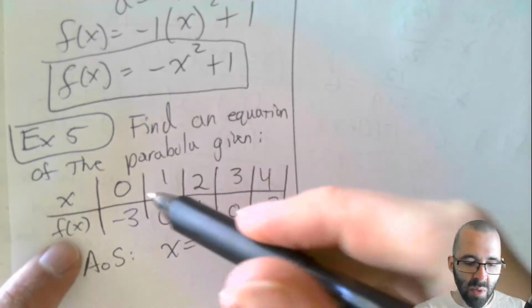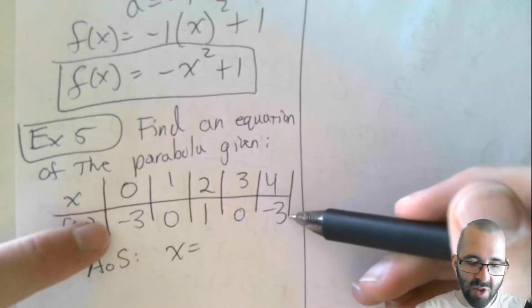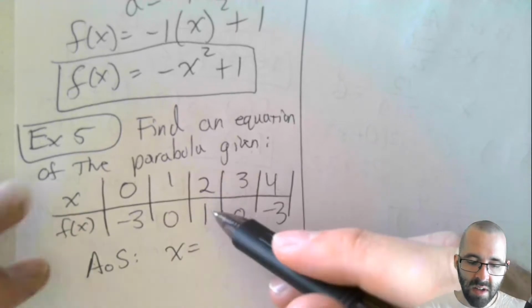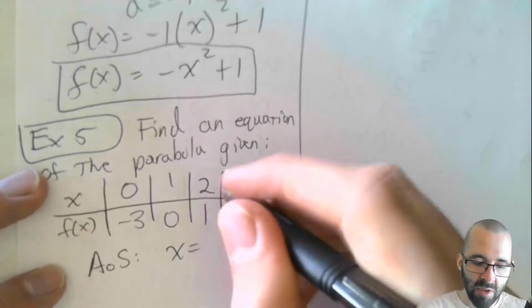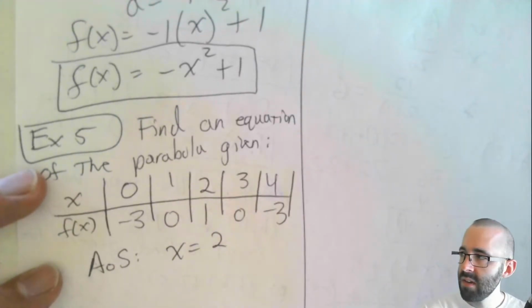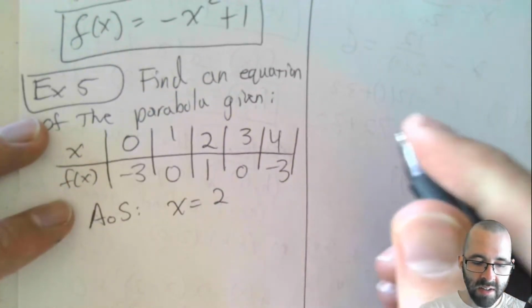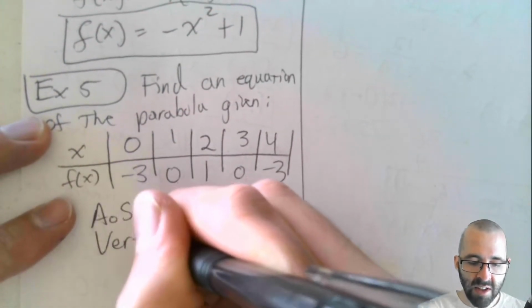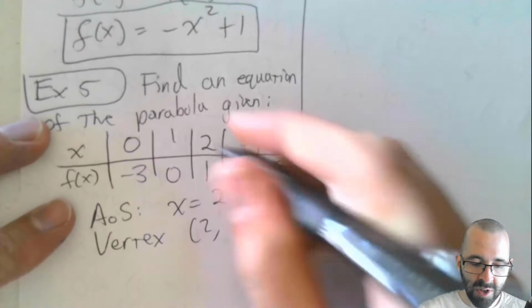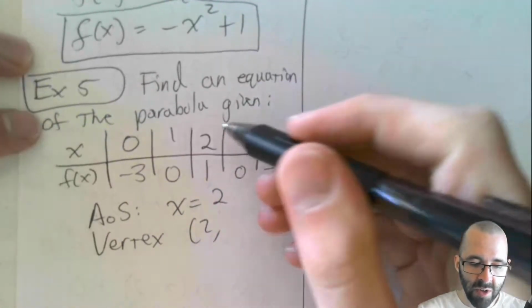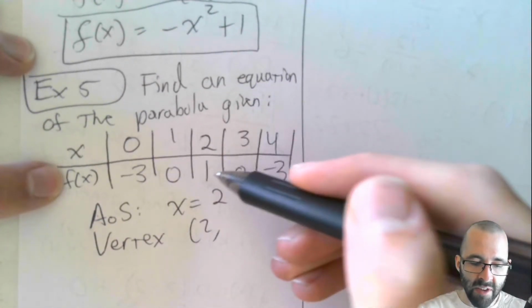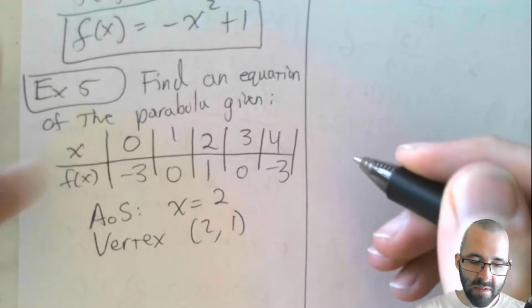So if you look at this, look at the y values, right? We have symmetry on these y values. What are they centered around? They're centered around when x is 2. So that tells us that the vertex is at that point. It's 2, and then what is the function value when x is 2? The function value is 1.